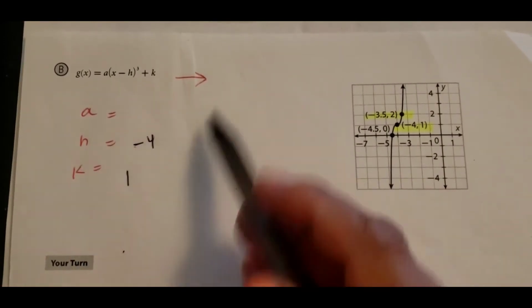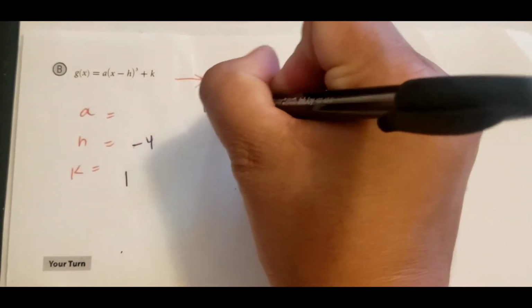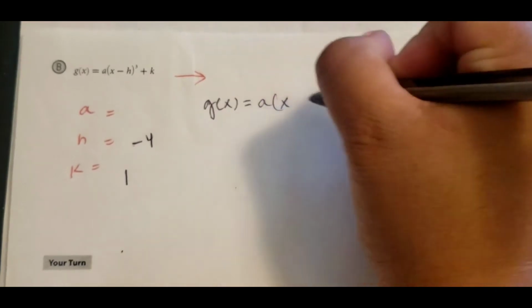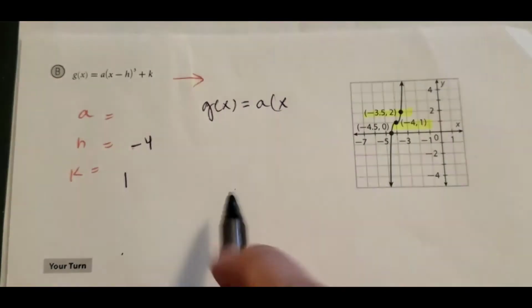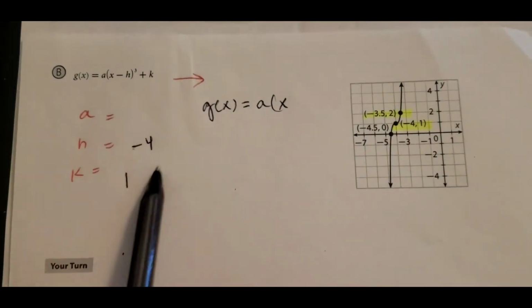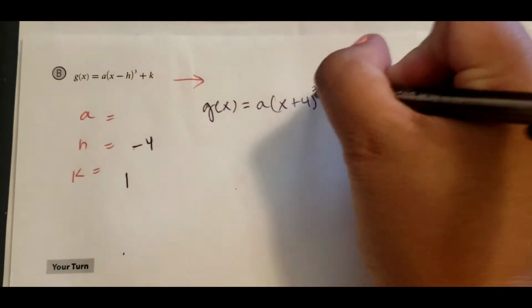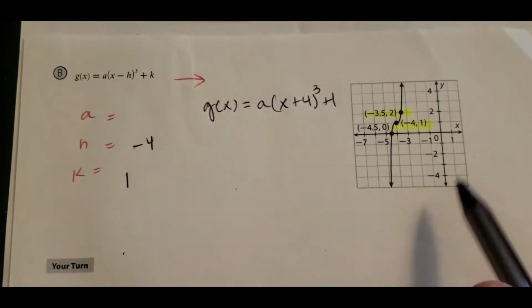First I write the equation using these 2 points. So g of x equals A times the quantity of x. See how it's minus h, and my h is already negative, so that's going to be plus 4, cubed, plus 1.